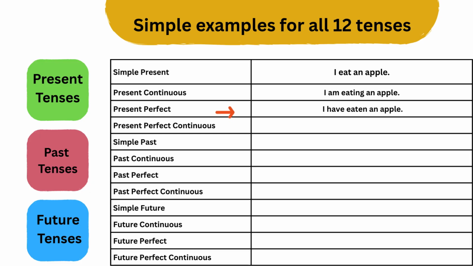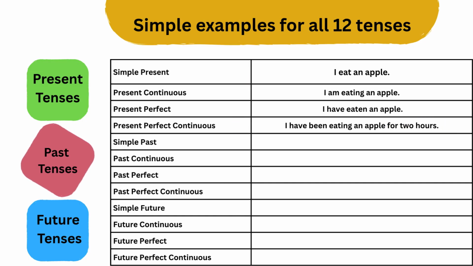Present perfect, I have eaten an apple. We use it for completed actions. Present perfect continuous, I have been eating an apple for 2 hours. We use for 2 hours because perfect continuous tells us how long the action has continued.